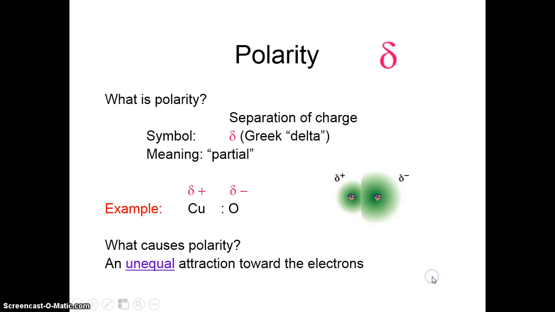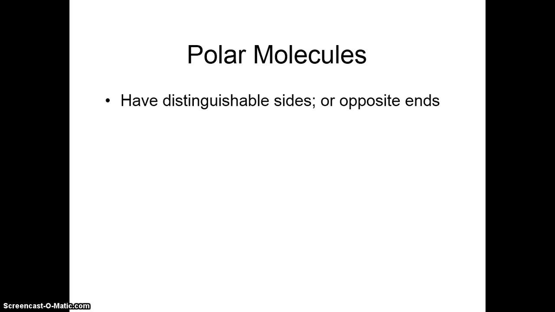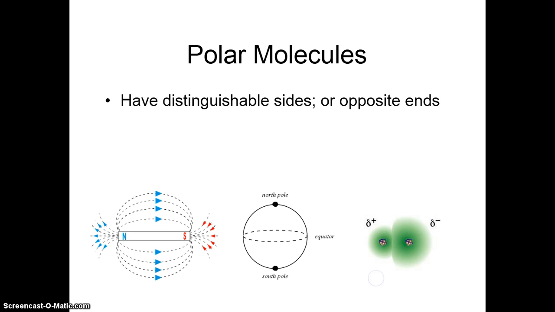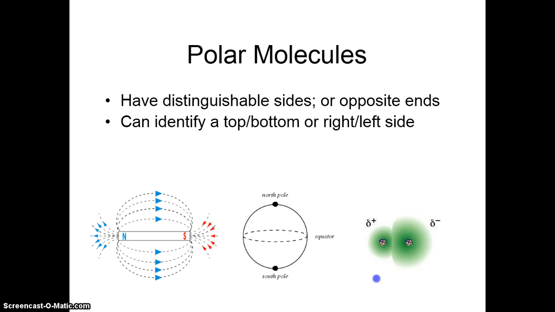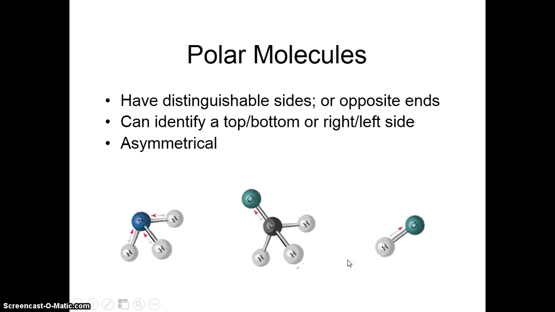So what causes this polarity? It's an unequal attraction toward the electrons. Somebody's got to be stronger. In this case, it's oxygen. Polar molecules have distinguishable sides or opposite ends, just like a polar region would. You can identify the top and bottom or left and right sides, and they're asymmetrical. So when we look at these examples, there's unequal sharing here, and there's a shift because of the unequal sharing and pull toward those electrons.